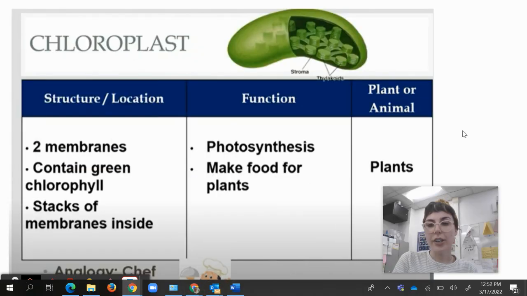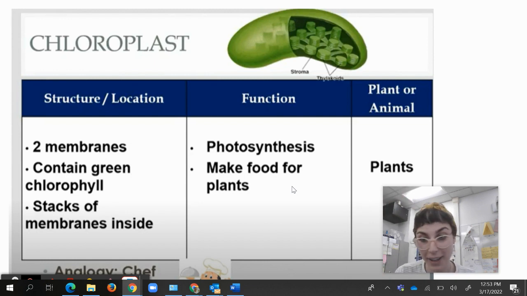Okay, chloroplasts are a special energy organelle, and they're only going to be found in plants. And you can see they also have two layers of membranes for the same reason as the mitochondria, because the more membrane you have, the more work you can do. And they contain green chlorophyll, and that's the reason that plants are green. And there's lots and lots of stacks of membranes inside. Basically, what they do is the job of photosynthesis. They make food that the plant can use so it can keep growing and developing.